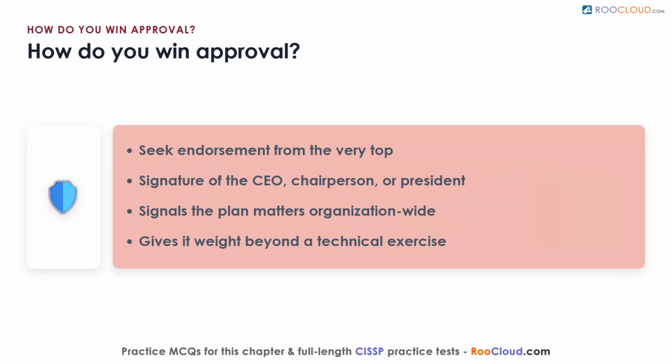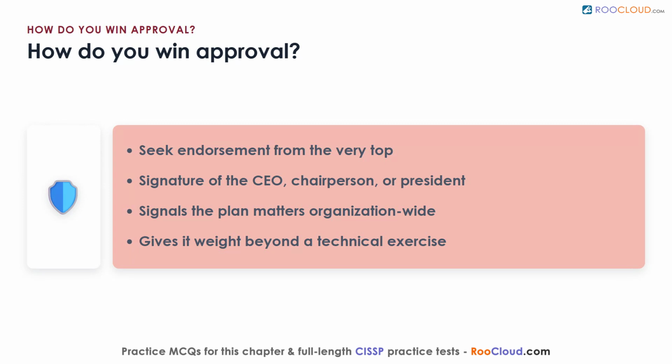How do you win approval for the plan? You seek endorsement from the very top. If you kept senior leadership involved throughout, this is smooth. If this is their first look, be ready to explain the plan's purpose and provisions at length. Aim for the signature of your highest executive, the chief executive officer, chairperson, or president.